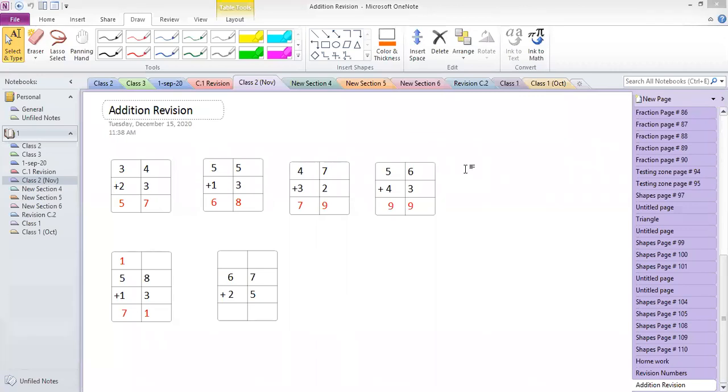So you are going to tell me first, then I will tell you the answer. 67 plus 25 equals what?